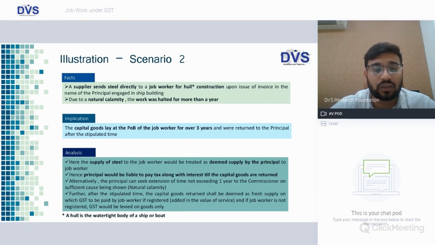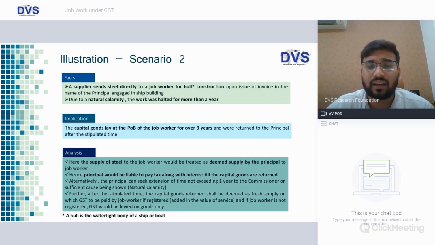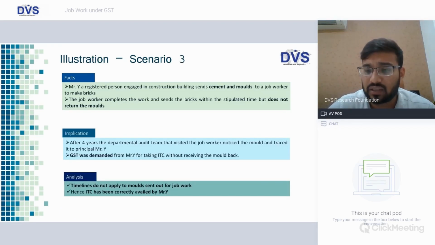A hull is the watertight body, as we have seen. Yes, in such a scenario, as there were some genuine circumstances, a natural calamity can be considered as genuine circumstances. The principal can seek an extension of time not exceeding 1 year from the commissioner. So, one more year can be given. 1 year or 2 years, as the case may be, can be given in case there are genuine circumstances. An application needs to be made to the principal commissioner.